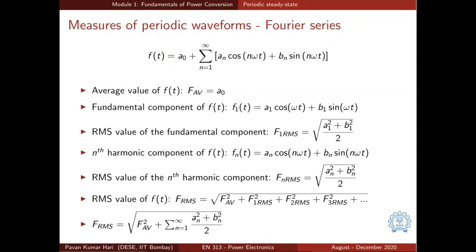Based on the Fourier series expansion, the RMS value of f of t can be expressed in terms of its average value and the RMS values of individual harmonic components, as shown here in this equation. So F RMS is the total RMS value of f of t. It can be written as f average square plus f1 RMS square plus f2 RMS square and so on, under square root. So if we know the RMS values of different harmonic components present in a given periodic function, we can evaluate the complete RMS value of the function.